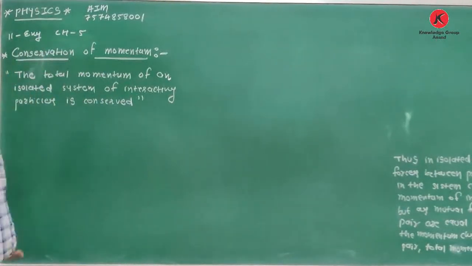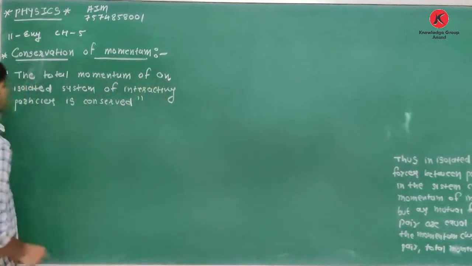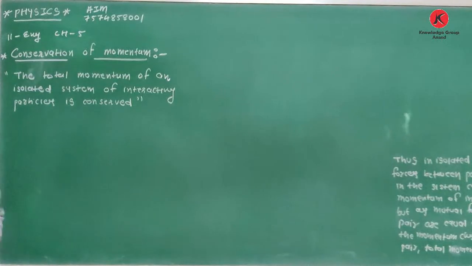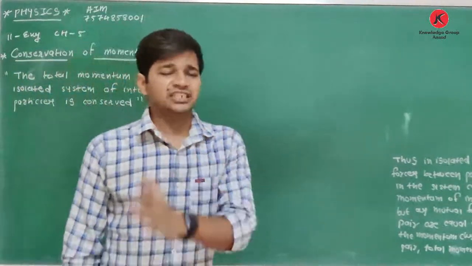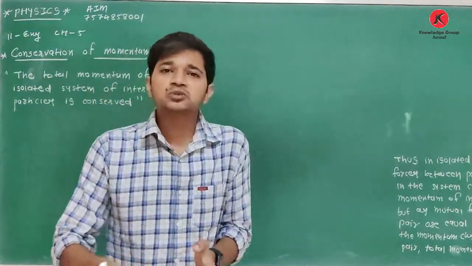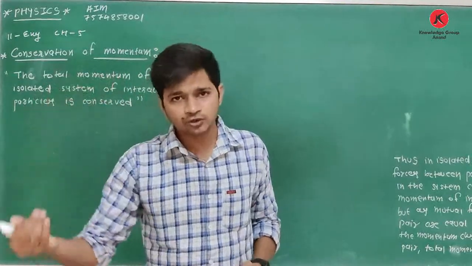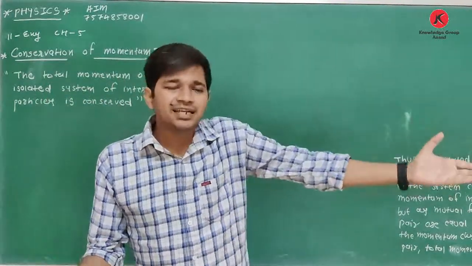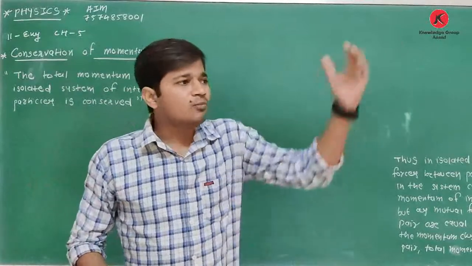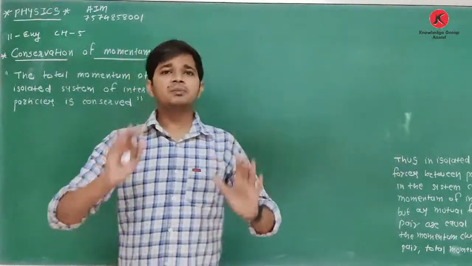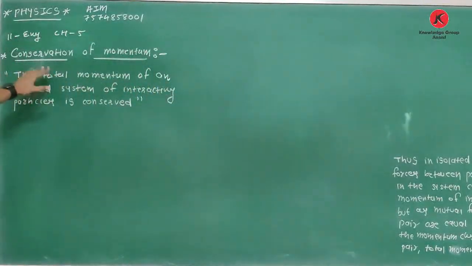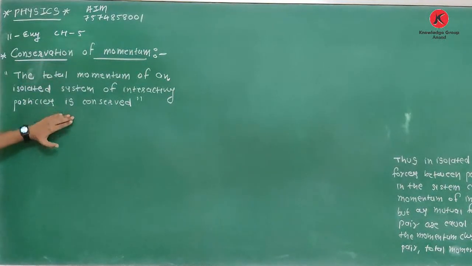What is the statement? See, the total momentum of an isolated system of interacting particles is conserved. Conserved means it remains unchanged. If we are taking two situations, first at time t equal to 0, and second at another time t equal to t, then momentum at time t equal to 0 and momentum at time t equal to t remains unchanged. Total momentum, not individual. Okay, so here is the statement.